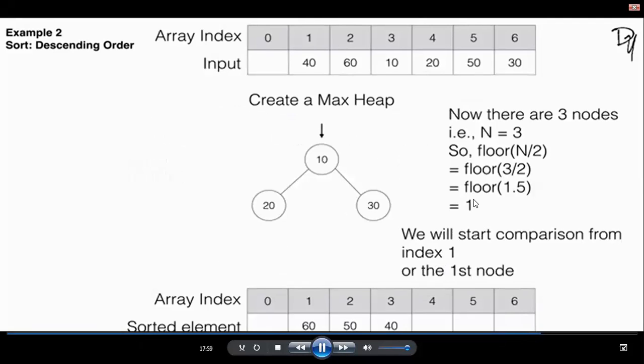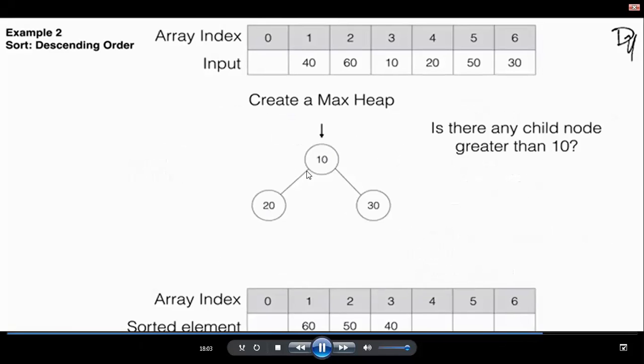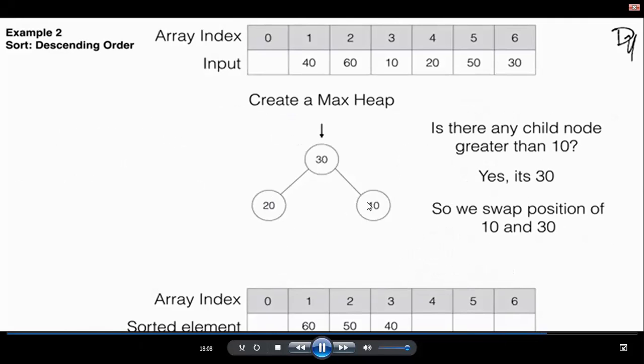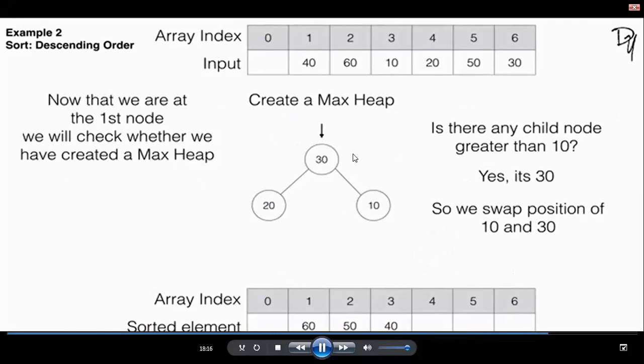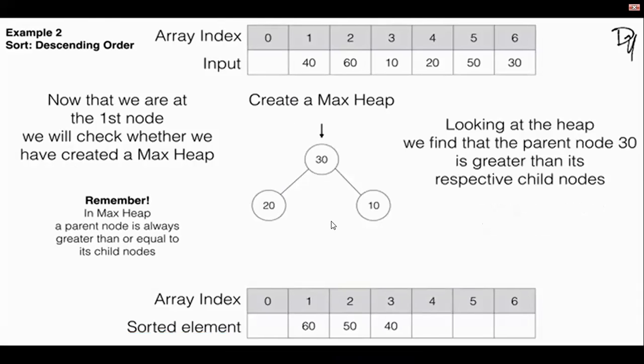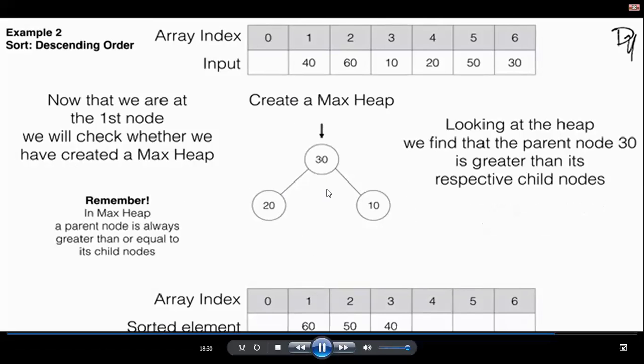Totally 3. First index we can start. Is any element greater than 10? Both are greater. Among these two, 30 is greater. I'm swapping 30 and 10. After swapping, I'm just checking with all the child elements whether it is properly created or not. Yes, it is properly created. So we can conclude we created a proper max heap.